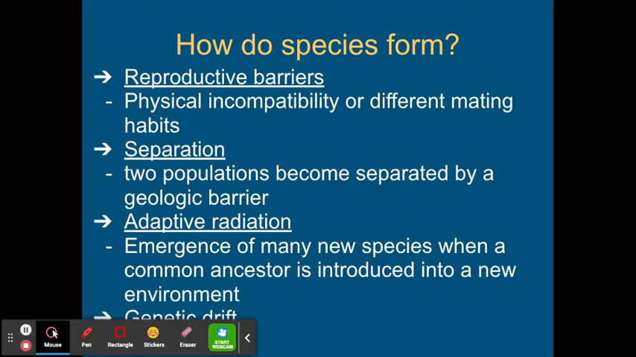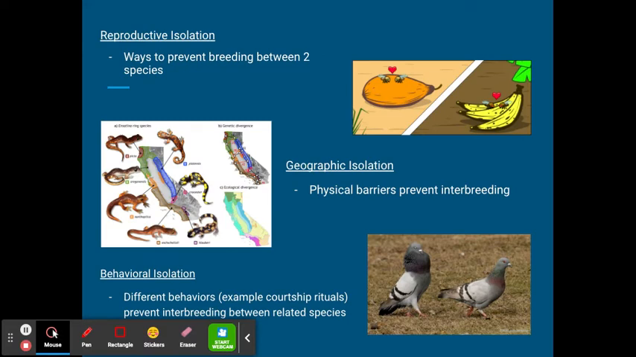And then the last one is genetic drift, which we will go over some examples of in a little bit. All right. So reproductive isolation: ways to prevent breeding between two species. If you look at the picture here, you can see these are fruit flies. However, one fruit fly breeds on a mango, I'm going to assume, and the other fruit fly breeds on bananas. So we're separating them based on where they reproduce.